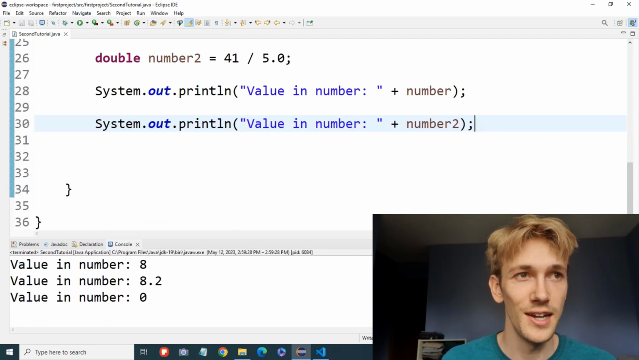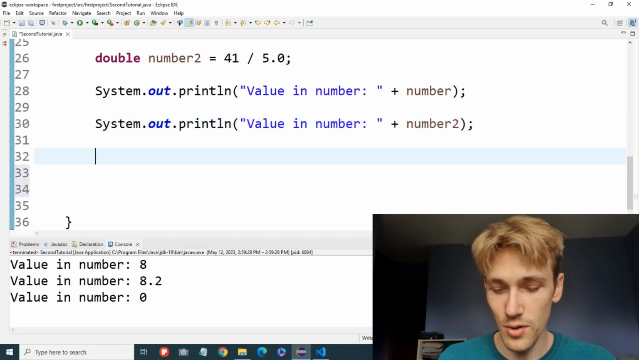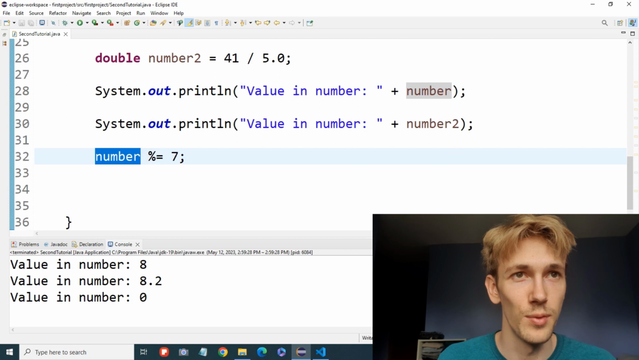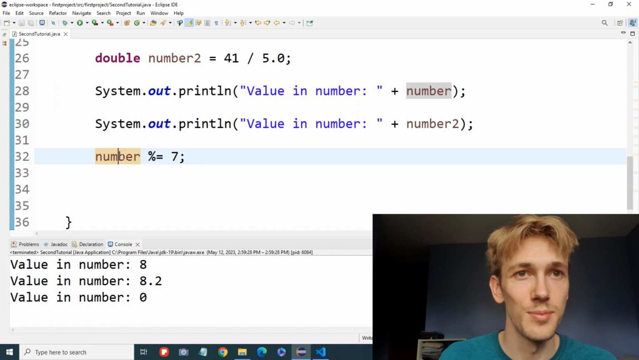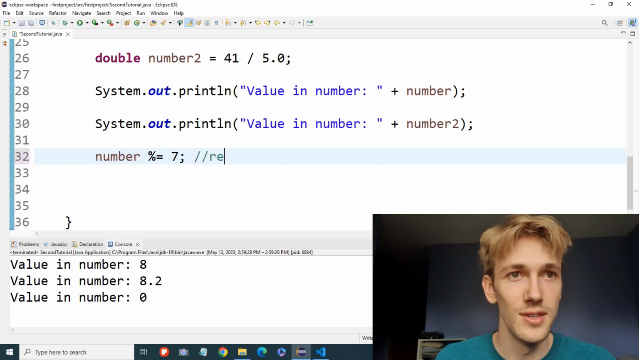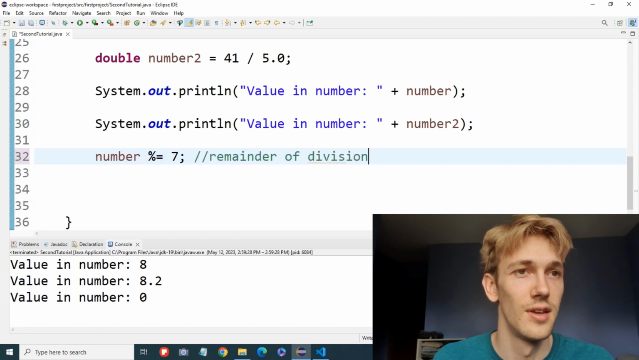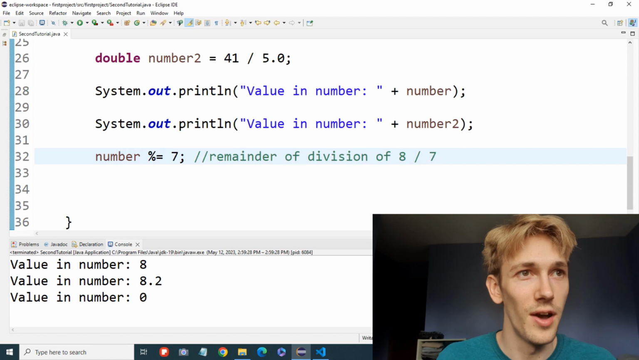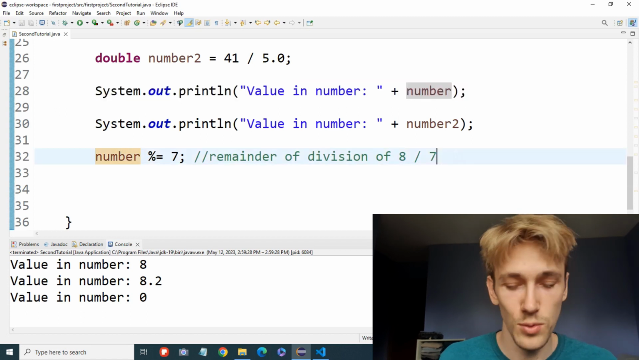And the last operator I want to look at is called the modulus operator. Let's go number modulus equals 7. So our number right now is 8, because we did 41 divided by 5 in integer division, which gave us the answer 8. So we're going to go 8 modulus equals 7. Modulus just means the remainder of division by. So this is just the same as writing out the remainder of division of 8 by 7. And 7 goes into 8 one time with 1 remainder. So now number is going to equal 1. Let's just print it out to see that it is 1.